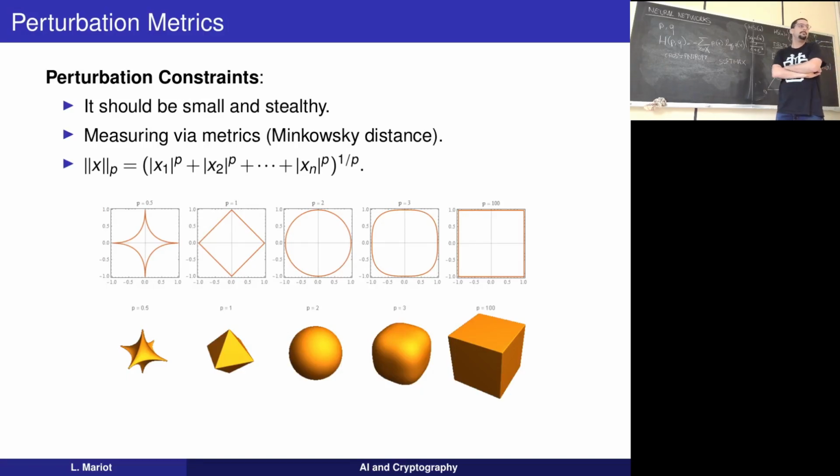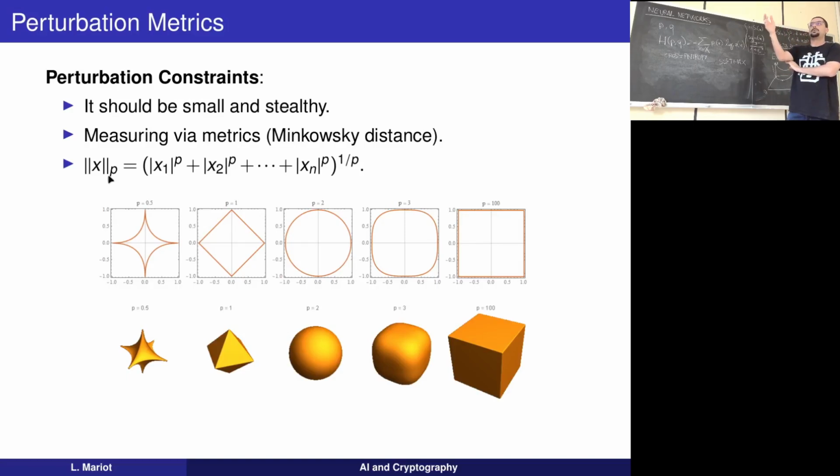How do we specify in a formal way this constraint of small and stealthy? We employ distances over metric spaces. In particular, a common distance employed in machine learning papers is the Minkowski distance, which we already touched upon yesterday when we talked about the optimization of orthogonal arrays. It is essentially the Lp distance, which is induced by what is called a norm. So you see your input space as a normed space, and this norm induces a metric over this space.